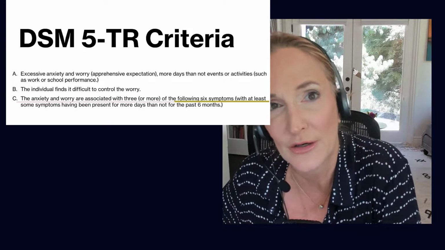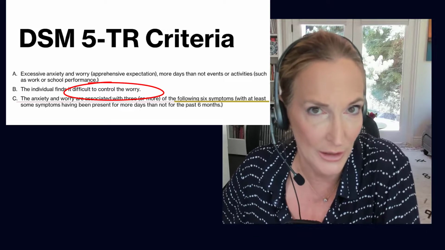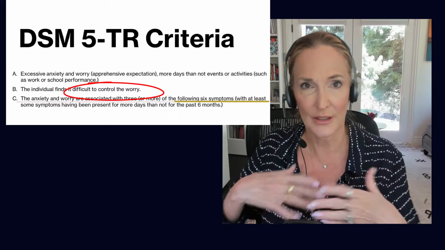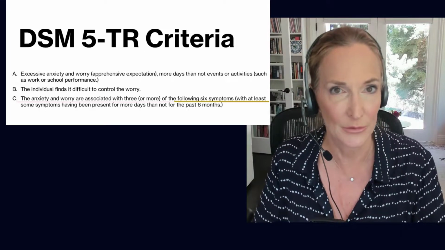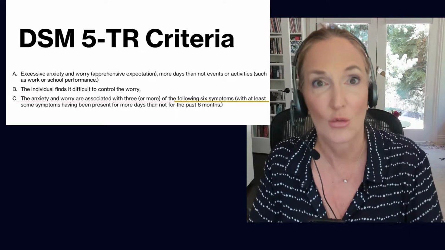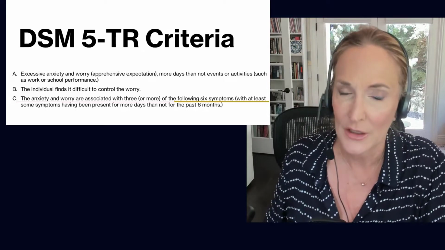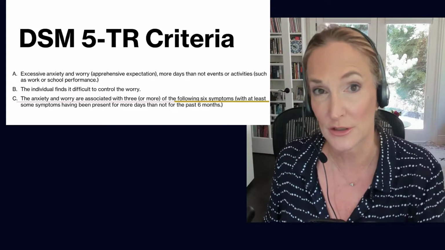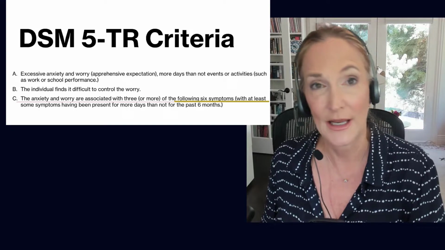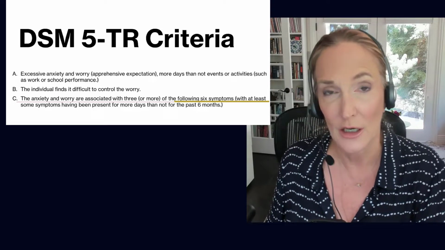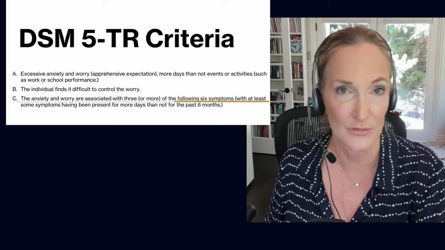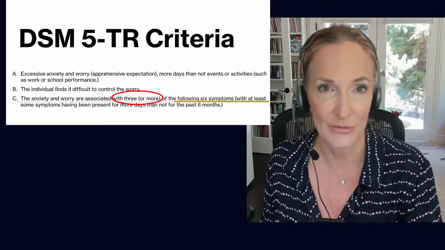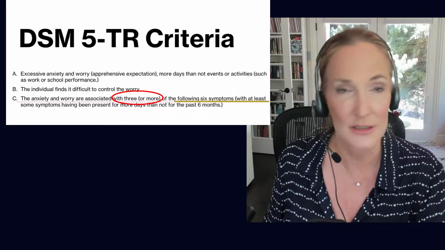The individual finds it very difficult to control the worry. So even though they try to stop the thinking, tell themselves that it's out of proportion or it's unreasonable, they're unable to stop the sort of intrusive worry and concern and anxiety. The anxiety and the worry that are associated with GAD have to come with three of the following symptoms. And we're going to talk specifically about those symptoms in just a moment. The symptoms have to have been present for at least 6 months on more days than not.